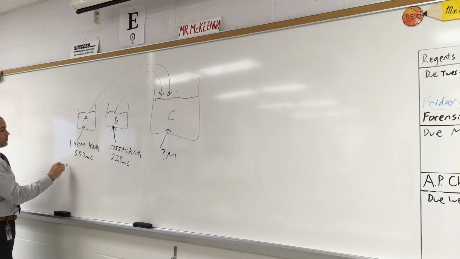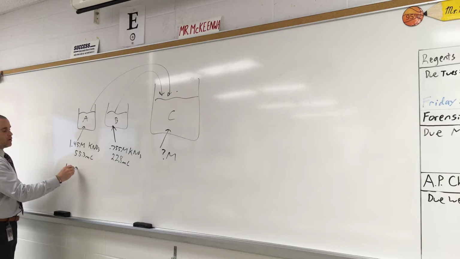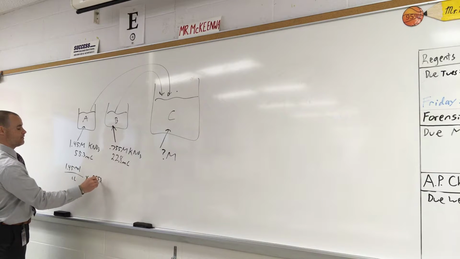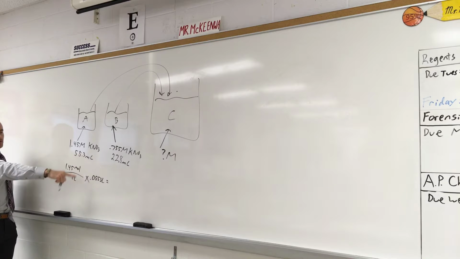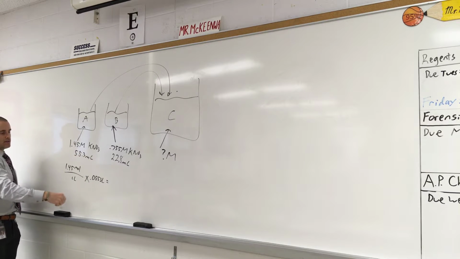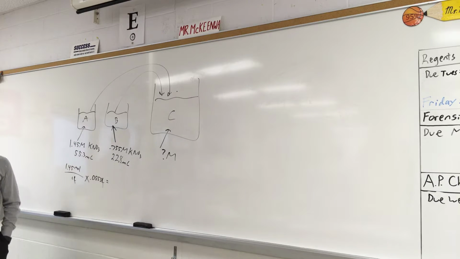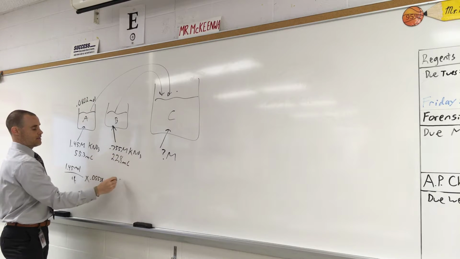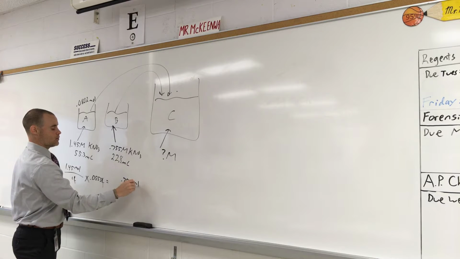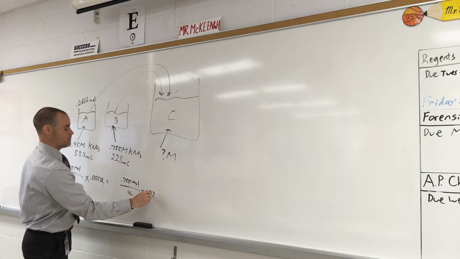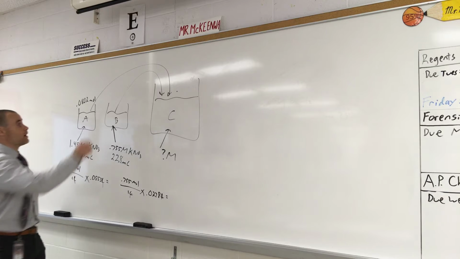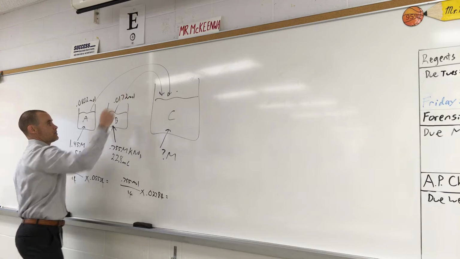So if we take 1.45, this is molarity, which is moles per 1 liter, and we multiply it by 0.0553 liters, because that's 55.3 milliliters in liters, 3 decimal places. Liters cancel, you get moles. So for A, I get 0.0802 moles. For this one, I do the exact same thing: 0.755 moles over 1 liter times 0.0228 liters. Liters cancel. For B, I get 0.0172 moles. Questions on that?